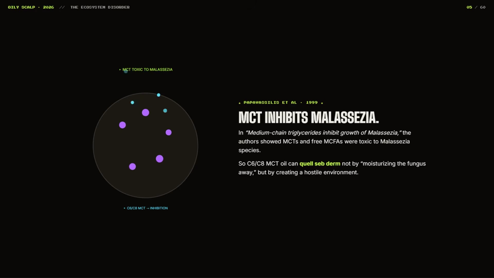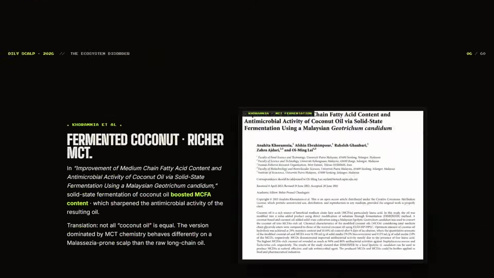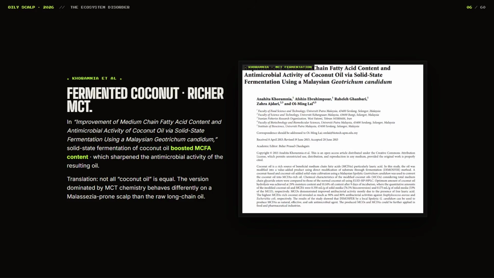Specifically, I would stay around C6 and C8 MCT oil, and it may quell seborrheic dermatitis in some people, not because it's moisturizing or anything like that, but it's actually strangling and killing the overgrown microbial colonies by essentially presenting a hostile environment where they can't metabolize properly.